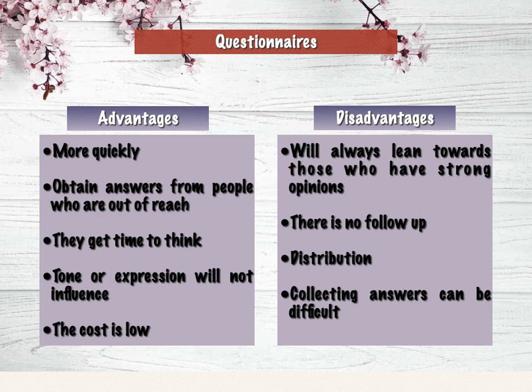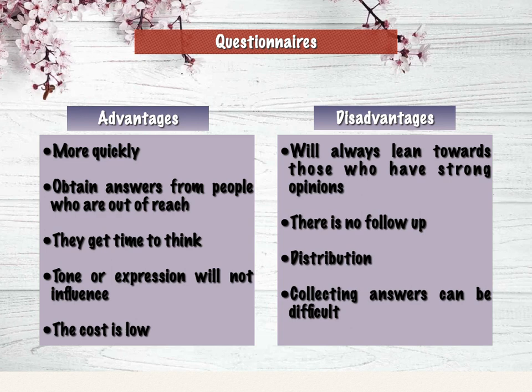Now, looking at the disadvantages, this will always lean towards those who have strong opinions. Now, see, usually in questionnaires, you will have mediocre kinds of responses like either yes, no, or maybe. And most of the people would go for this maybe option always. So in reality, you will not really get a correct kind of response because just a minority would be going with yes or no answers. Most others would choose a maybe option.